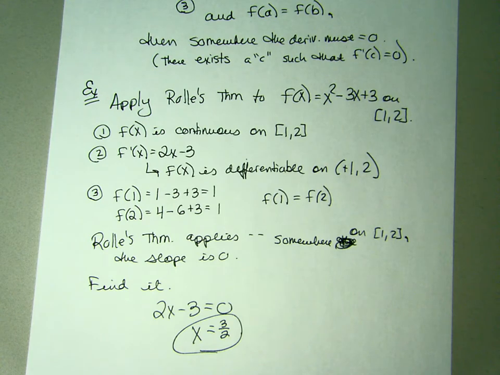If you're not continuous, you can't guarantee the slope's going to be 0. If you're not differentiable, we can't guarantee the slope is 0. Those two things might hold, and the y values at the endpoints might be different. If they're different, can't guarantee the slope is 0. We didn't go through any of those examples, but I think you can figure that out.